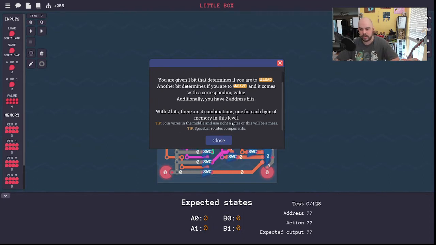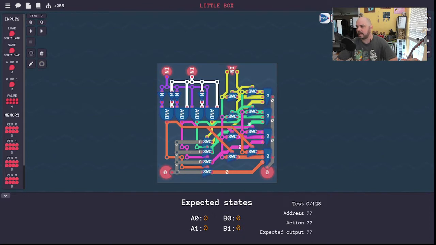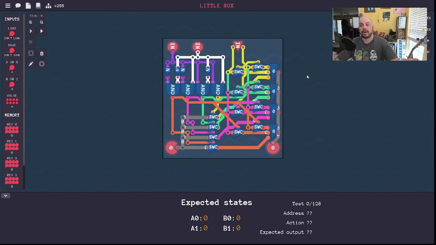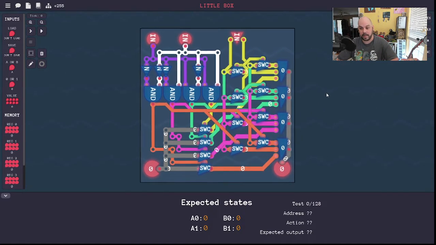Join wires in the middle and use right angles, or this will be a mess. Spacebar rotates components. Somebody mentioned it in the comments a couple videos ago, and I think I might have mentioned it in passing. But if we take any kind of gate and put this gate down here, we can actually hit spacebar and rotate the gates. I'm sorry, I don't remember which commenter said that, there you go. You can actually rotate all of these things. But here is the messy circuit that I have made.